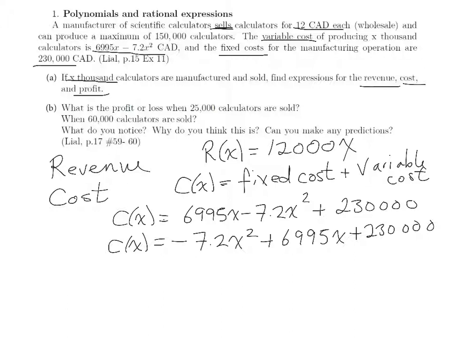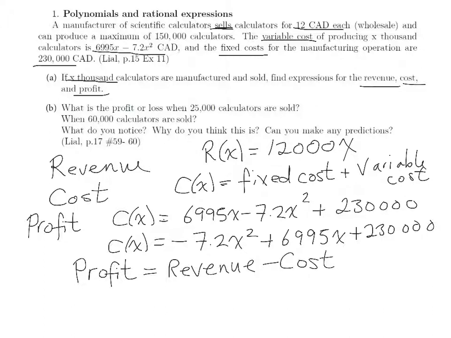And the last thing we have to find for part A here is the profit. So you're going to remember that profit is a concept that's related to revenue and cost. So the profit is what money is left over once you bring in the revenue and you take out the costs. So we have profit is equal to revenue minus cost. Okay? And I'll go to the next page and we'll look at that.